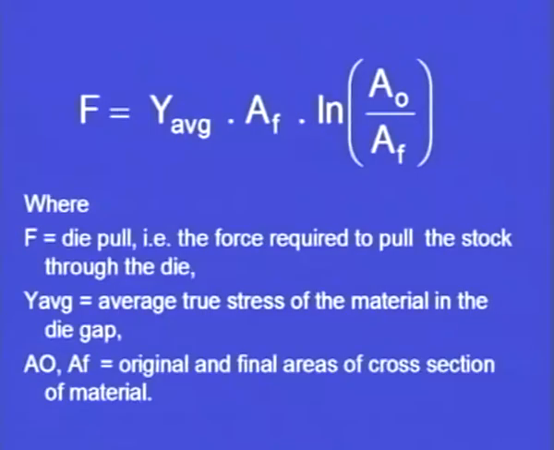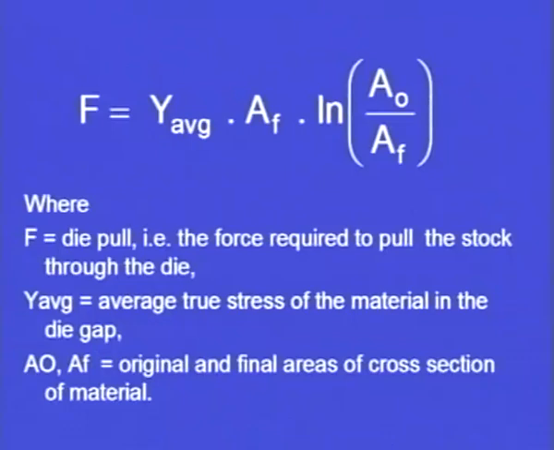In this formulation, F is the die pull that we want to calculate, that is, the pull required to pull the wire out of the die. This die pull is the force required to pull the stock. The stock here in case of wire drawing is a wire. So, the force required to pull the wire through the die is given by F.